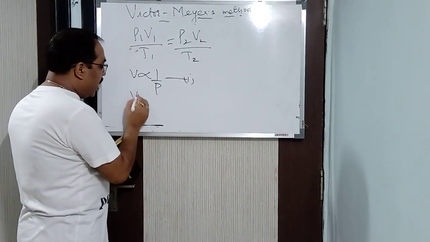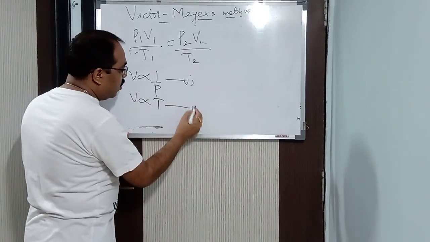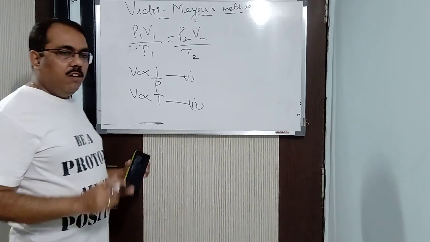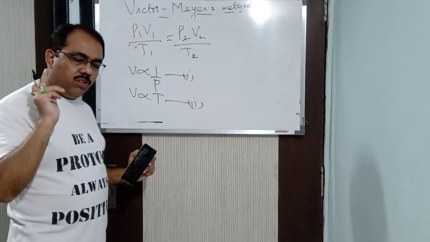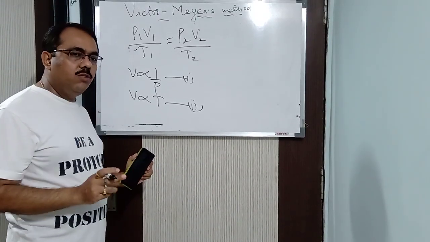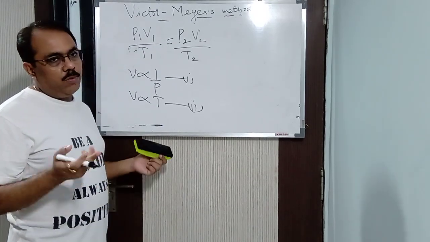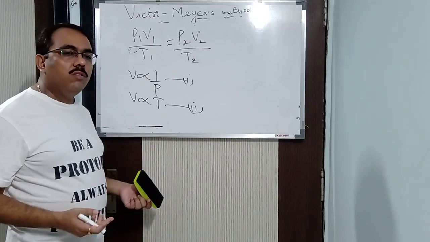Now Charles' law says that volume is directly proportional to temperature when pressure remains constant. Listen carefully. Volume is directly proportional to temperature. What temperature? Kelvin temperature or absolute temperature. When pressure remains constant, that means temperature increases, volume increases. Definitely. How will you understand it?